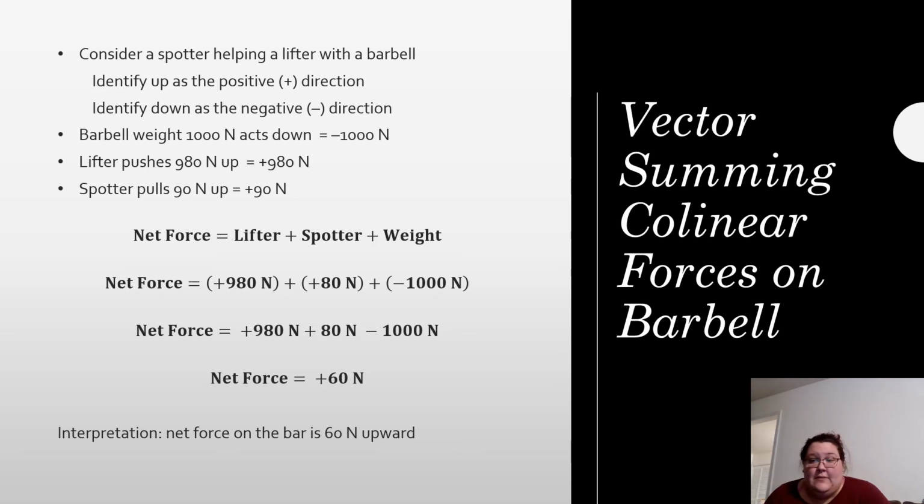So our net force, for figuring out whether this lifter is going to make the lift or not, is going to be the lifter plus the spotter plus the weight. So we have the lifter pushing up with 980 newtons of force, then the spotter pushing up with 90 newtons of force, and then you have the weight pushing down 1,000 newtons. When you add that all together, you have a positive 60 newtons of force moving upwards. That means this bar is going to clear. All right, hopefully that example makes sense.